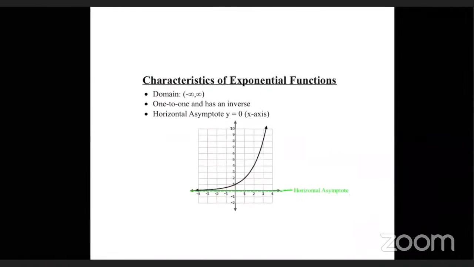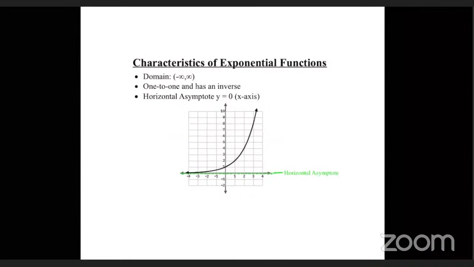So that brings in a lot of our characteristics. First of all, there was no number I couldn't plug in, and so you see that we've got a domain that is unrestricted. It is 1-to-1 and has an inverse, and that we'll look at in a couple of days as we look at solving equations that involve exponential and eventually logarithmic functions.